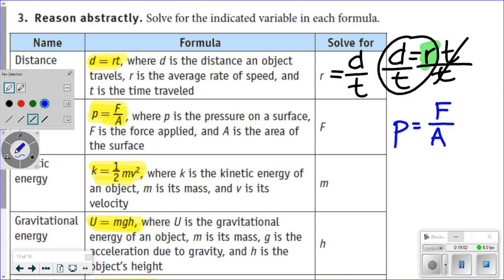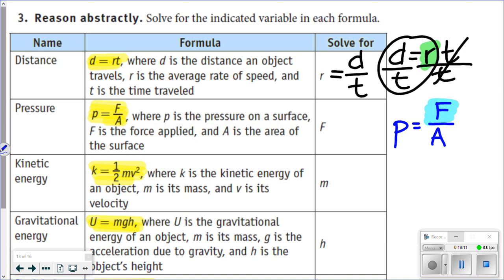For this pressure formula, we are solving for F. And if I was to talk this out, F is being divided by A. So the opposite of divide by A is to multiply by A. Multiply by A. So it doesn't matter if we write F equals AP or if we write PA. It's the same thing.